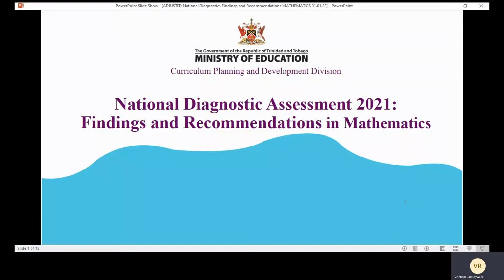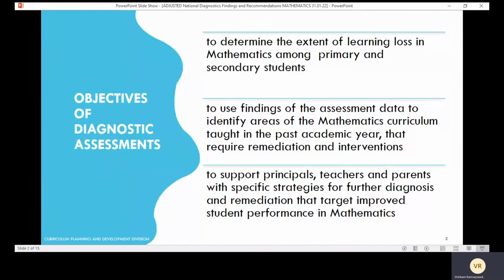This presentation is based on findings and recommendations for mathematics. The objectives of the diagnostic assessments are as follows. Firstly, to determine the extent of learning loss in mathematics among primary and secondary students, which was brought about by the onset of the pandemic in 2020.